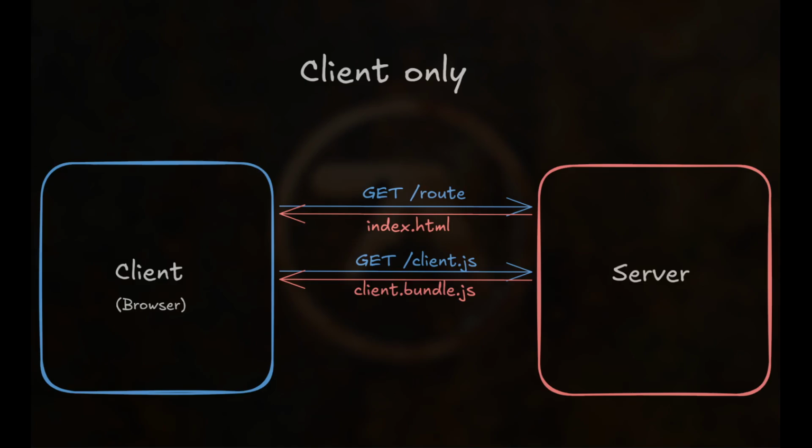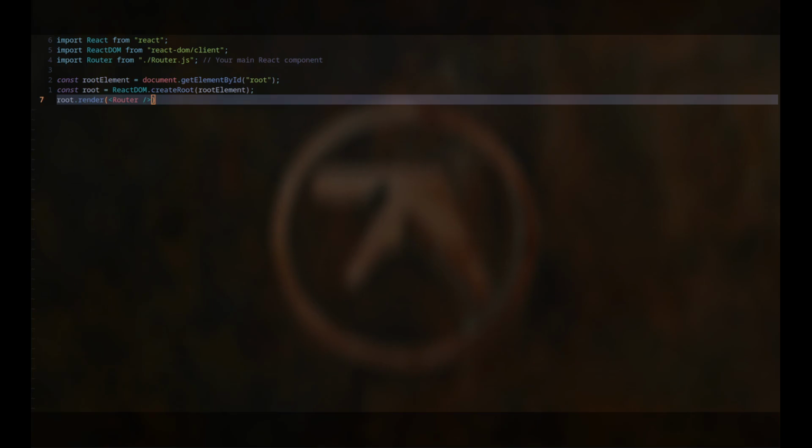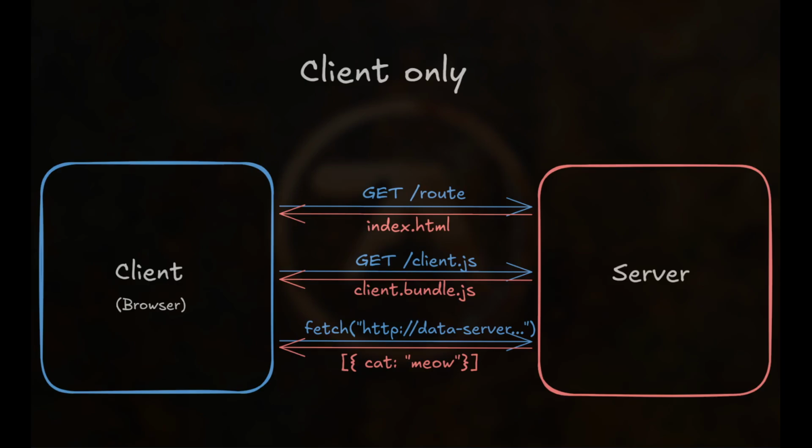Next, we fetch the client bundle. So this will contain our entire bundled React application. This is how the entry point will look like. We create the root and render our main component. Now finally, once the client bundle is loaded, usually next we would like to fetch some data from the server. So we do that using API calls and get the data in JSON format. So this is how a basic client-only flow looks like.